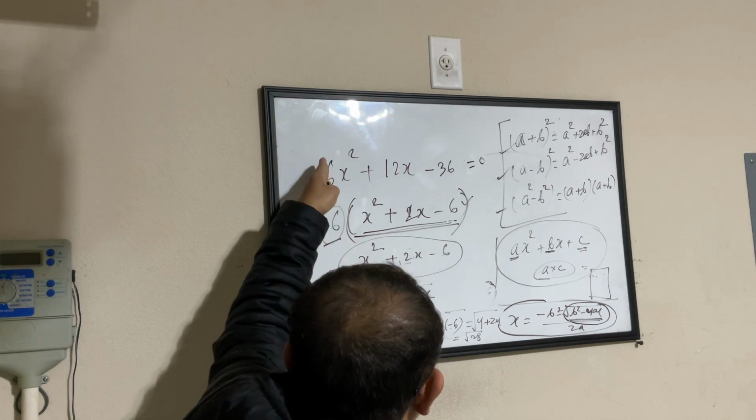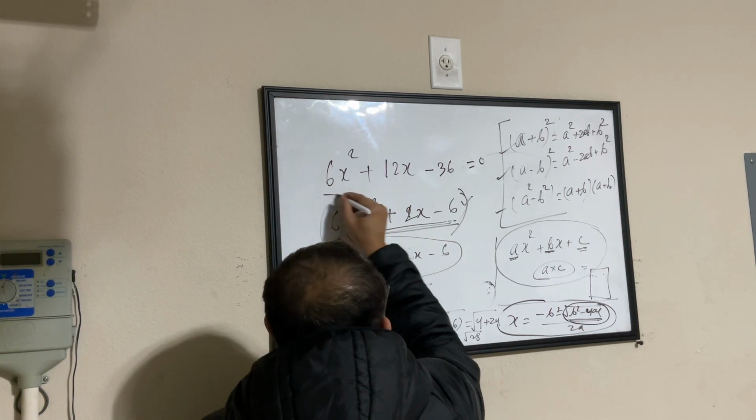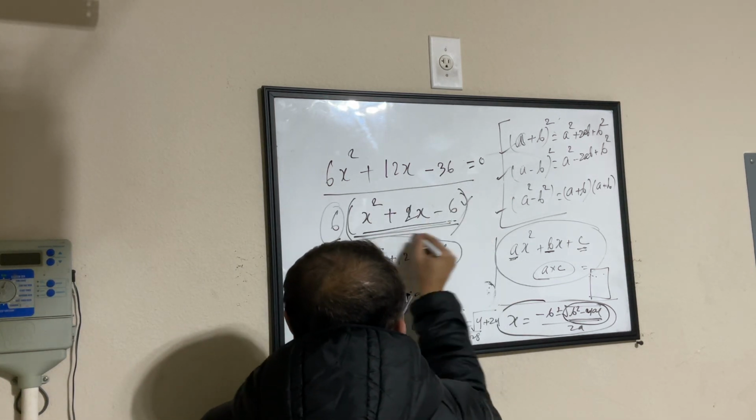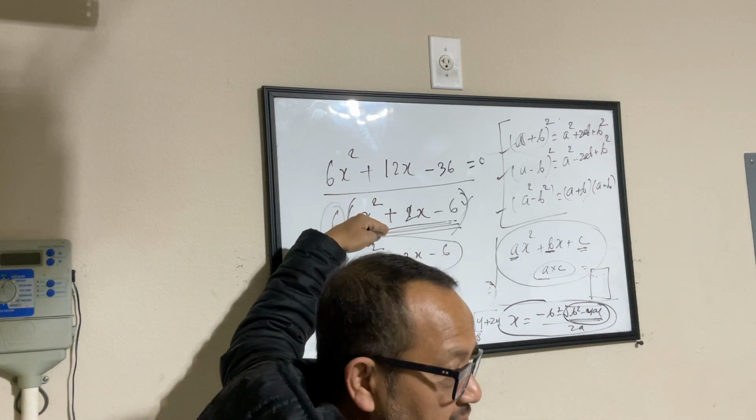Yeah, so you have to take out the factor first, right? Because ultimately this one and this one are the same. This is called an equivalent expression.